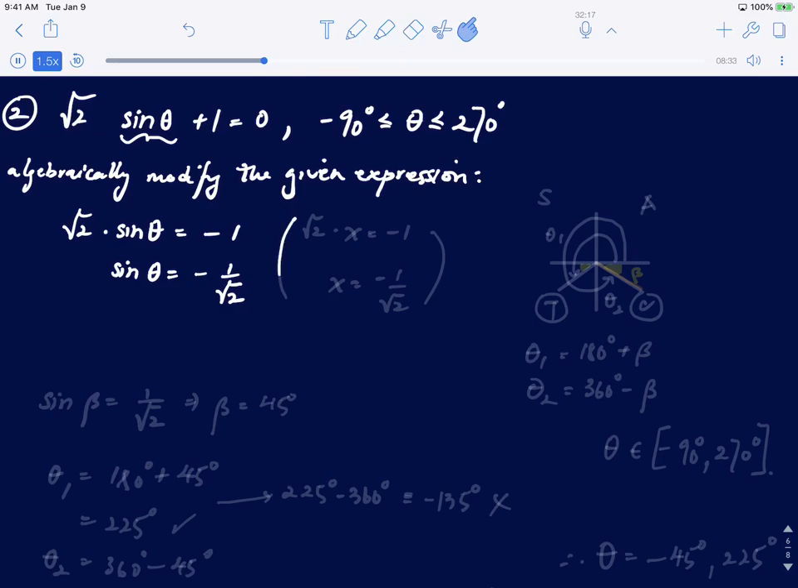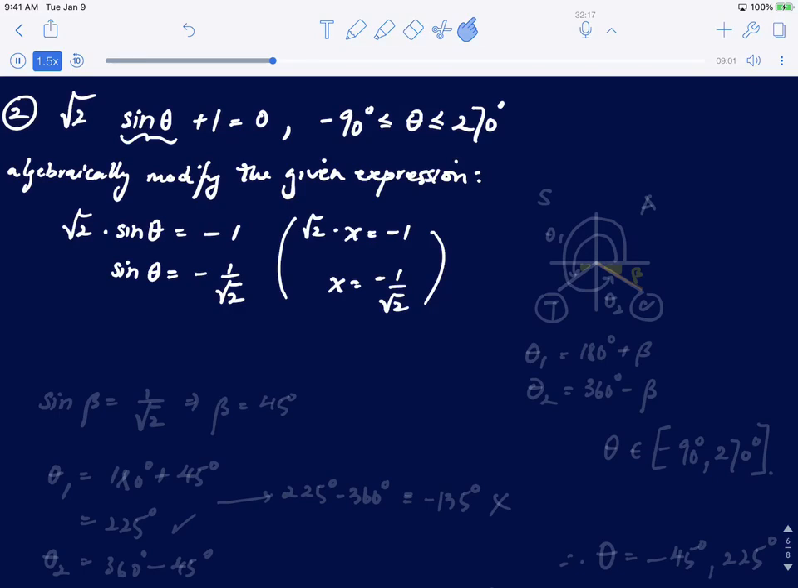Just a reminder, in brackets, you don't have to write this down, but if you had root 2 times x is equal to negative 1, you solve for x by just dividing by root 2. So sine of theta is just another number, right? A value. So you can treat it all together. Don't think of sine and theta as separate. Okay, so now what do I do next?